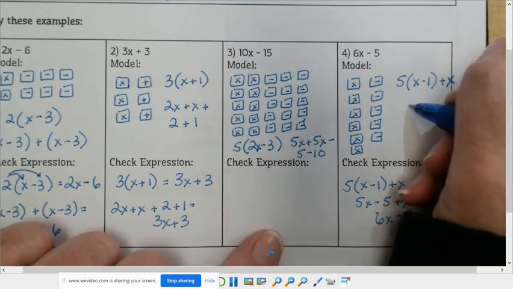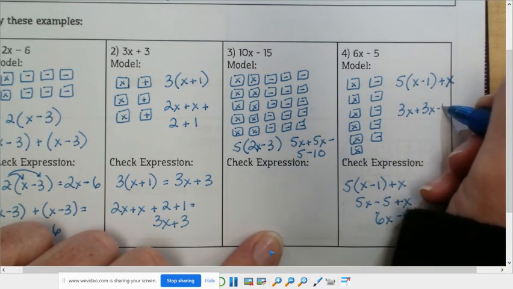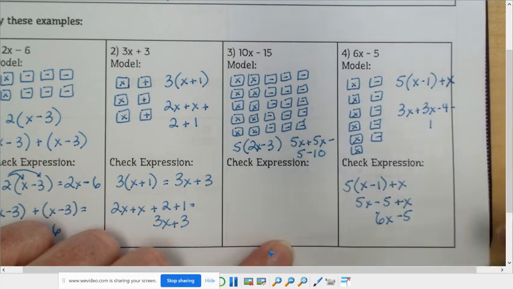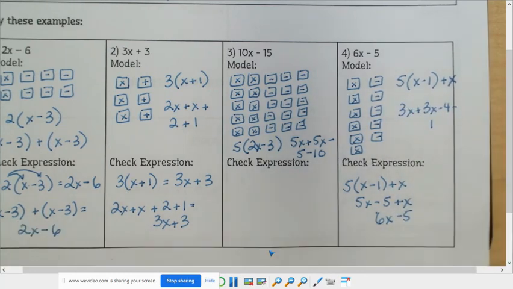I could write this as 3x plus 3x minus 4 minus 1. There are many different ways I can write these. And so that's how you write equivalent expressions with algebra tiles.